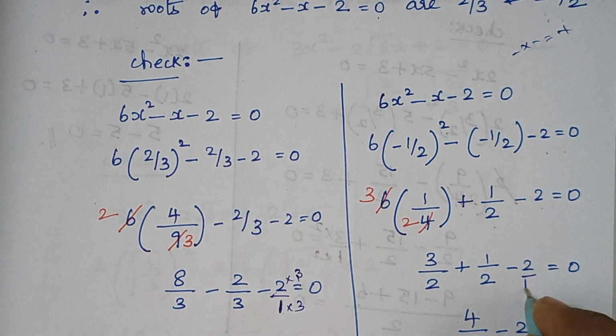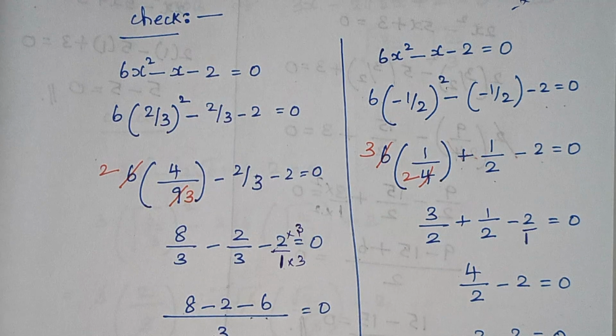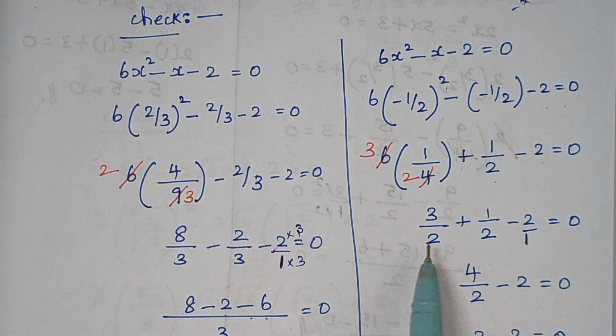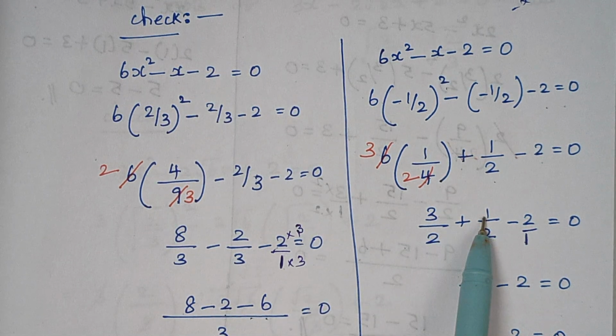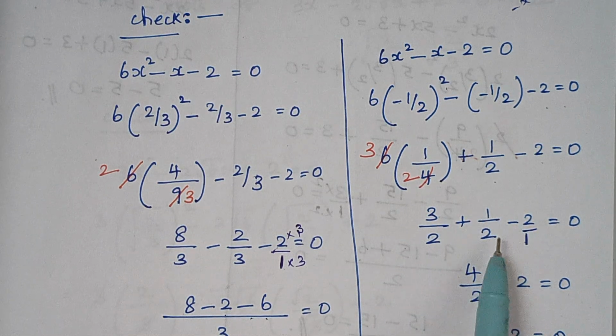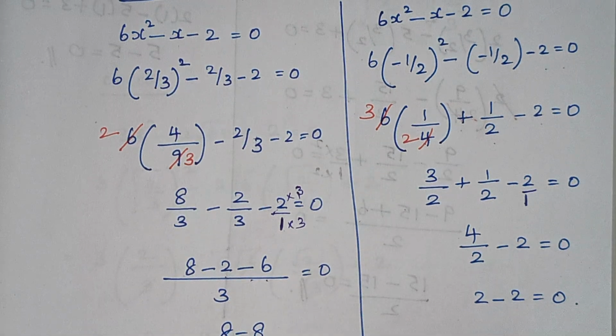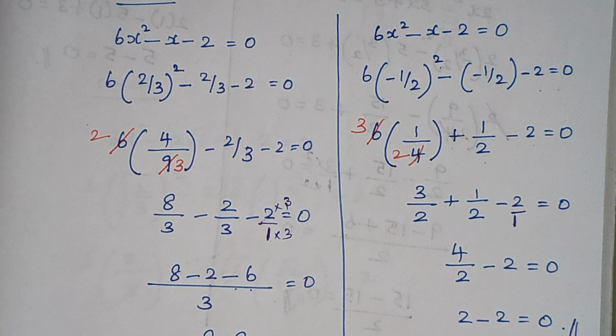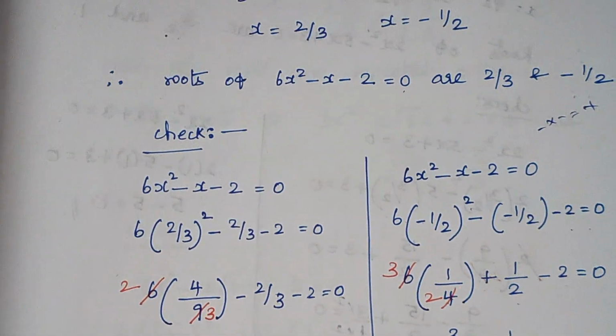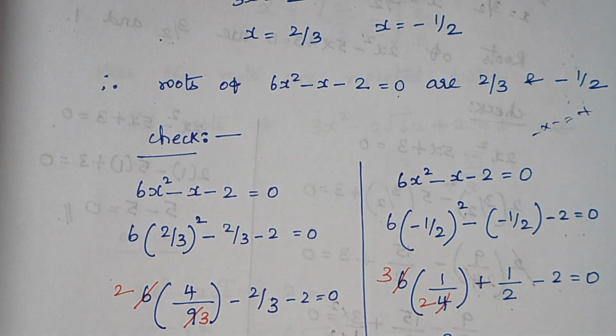Now again here I am going to take the LCM. So once you take LCM, you see here 3 plus 1 is 4, right? Sorry, no need to take LCM. You can solve simply. 3 plus 1 is 4 and 4 by 2 is 2. So finally 2 minus 2 is 0. Therefore, this minus 1 by 2 is also one of the roots of the given quadratic equation.